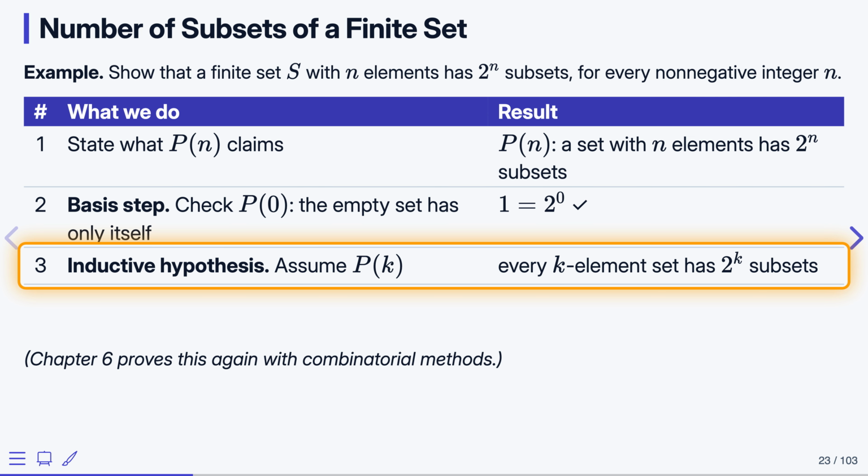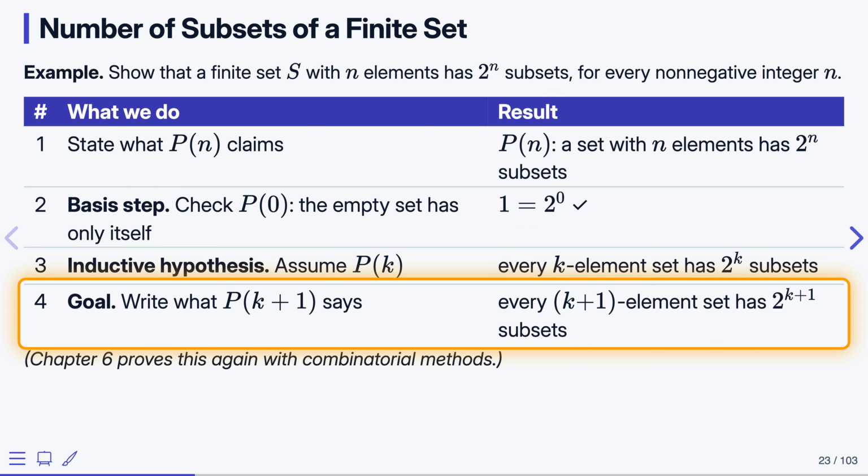Step 3. The inductive hypothesis. Assume every set with k elements has 2 to the k subsets. Step 4. Write the target. Every set with k plus 1 elements should have 2 to the k plus 1 subsets. We do that on the next slide.